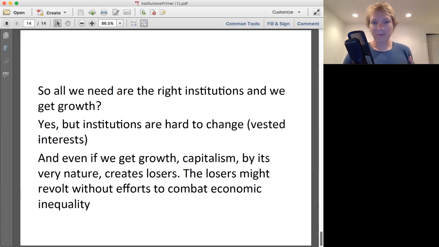So, as I was saying, it's really hard to change these because of the vested interests. And then even if you do get that growth, you may have instability because of the people who lose out from innovation. They may not be happy with that. And so you also kind of need a set of institutions to take care of those who are displaced by the growth that is caused when you adopt these institutions, like some sort of redistribution usually is needed.